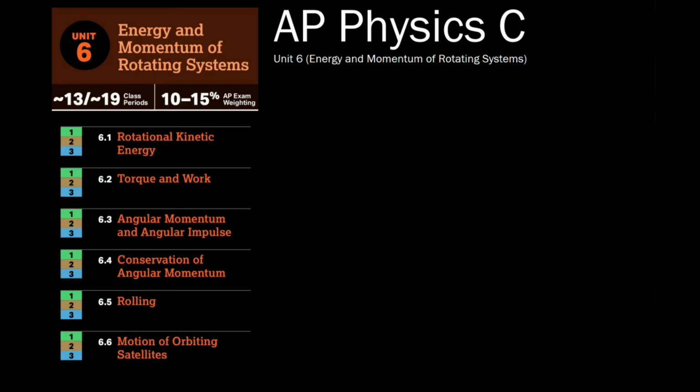AP Physics C, Unit 6, Energy and Momentum of Rotating Systems. We're going to go over rotational kinetic energy, torque and work, angular momentum and impulse, conservation of angular momentum, rolling systems, and the motion of orbiting satellites. We're also going to include a little bit of a bonus on gravitation that we need to finish up from forces earlier. Let's get started with rotational energy.